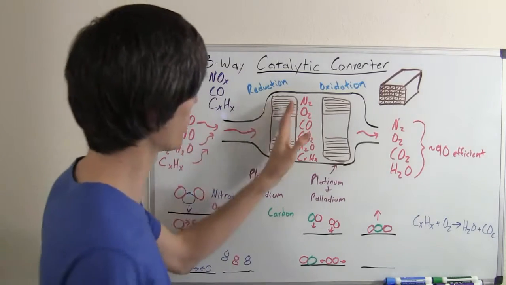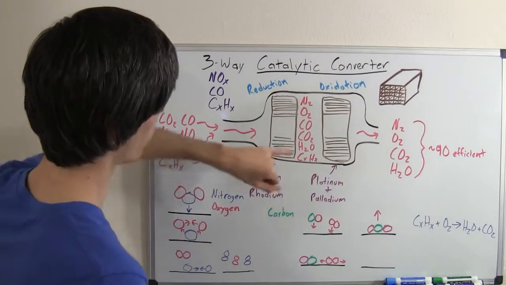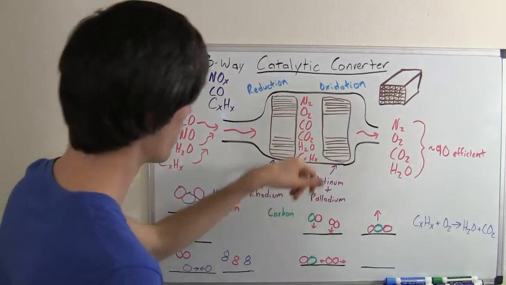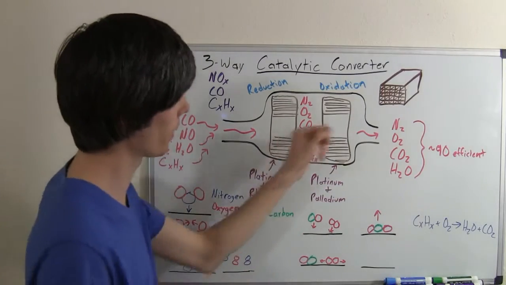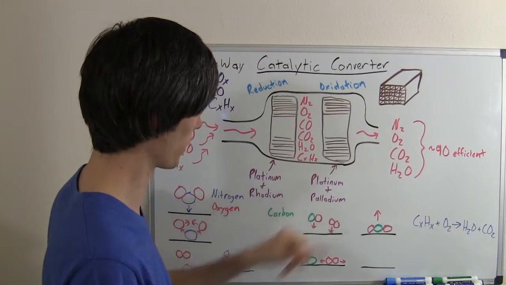So after the first step, we've eliminated NO2 and NO, and now we just have N2, O2, CO, CO2, H2O, and our hydrocarbons. The next step is this oxidation catalyst, which is made of platinum and palladium.